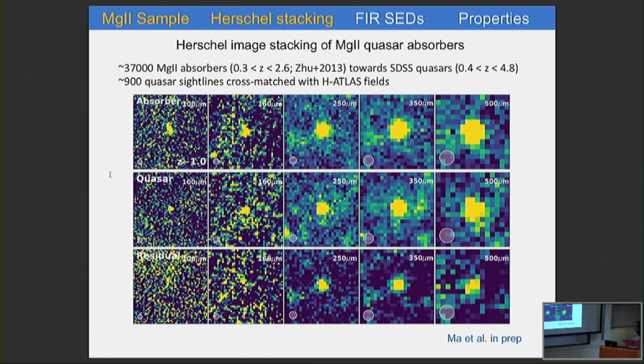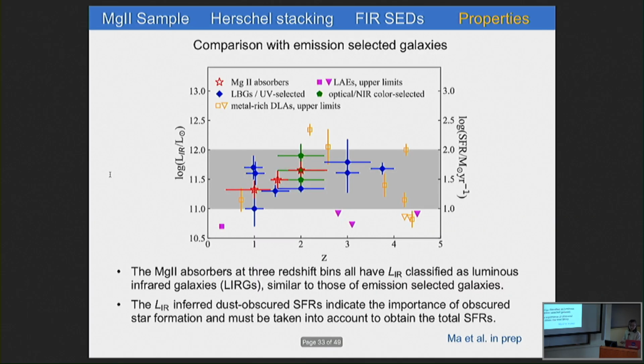After subtracting the contribution from the central quasar, we do see residual signals at the long wavelength bands. So I extracted the excess photometry and performed far-infrared SED fitting to derive their far-infrared properties, most importantly, the total IR luminosity.